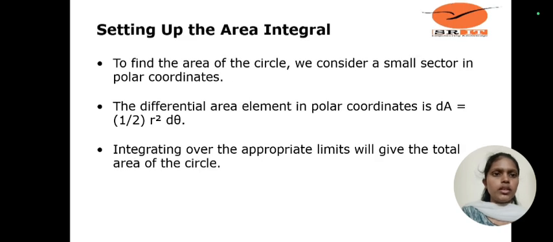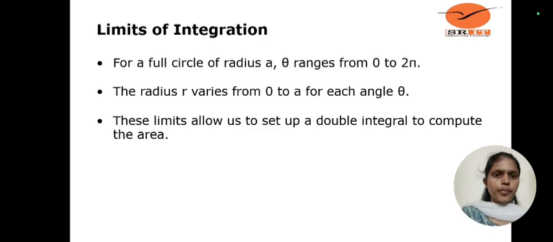Setting up the area integral. To find the area of the circle, we consider a small sector in polar coordinates. The differential area element in polar coordinates is dA equals half r squared d theta. Integrating over the appropriate limits will give the total area of the circle.